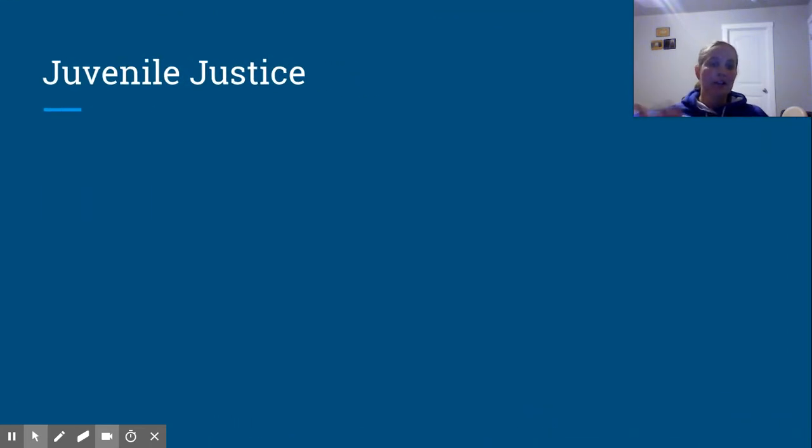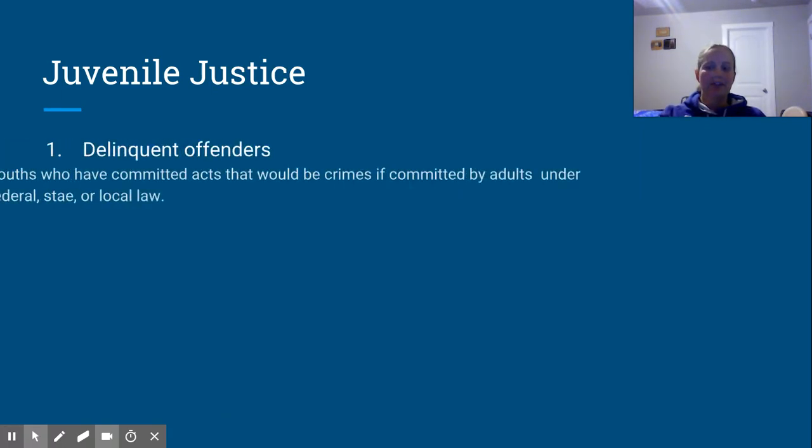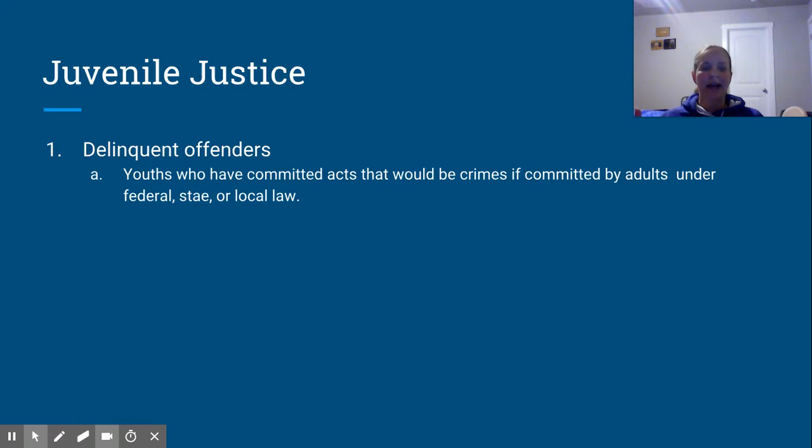Now, the last thing you're going to learn about in the unit is juvenile justice. I have included a lot here because the textbook readings go into pretty good detail, but I did want to point a couple of things out to you. First of all, delinquent offenders are considered youths who have committed acts that would be crimes if committed by adults under federal, state, or local laws. So if it's a crime that an adult committed and somebody under the age of 18 commits that crime, then you're considered a delinquent offender.